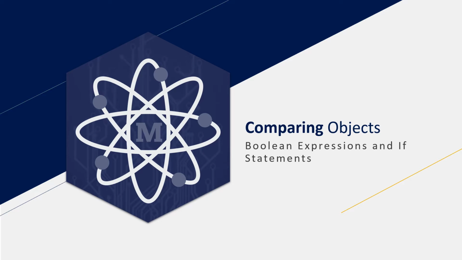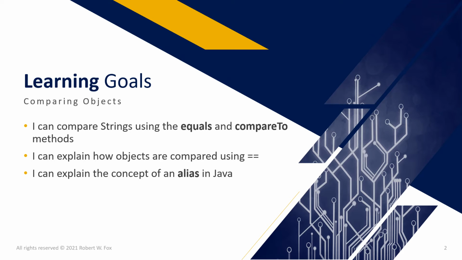Welcome. In this lesson, we are going to talk about comparing objects. Let's get started. Our first learning goal is to be able to compare strings using the equals and compareTo methods. Then we'll generalize this idea to other objects, and you need to be able to explain how the equal operator works and also be able to explain the concept of an alias in Java.